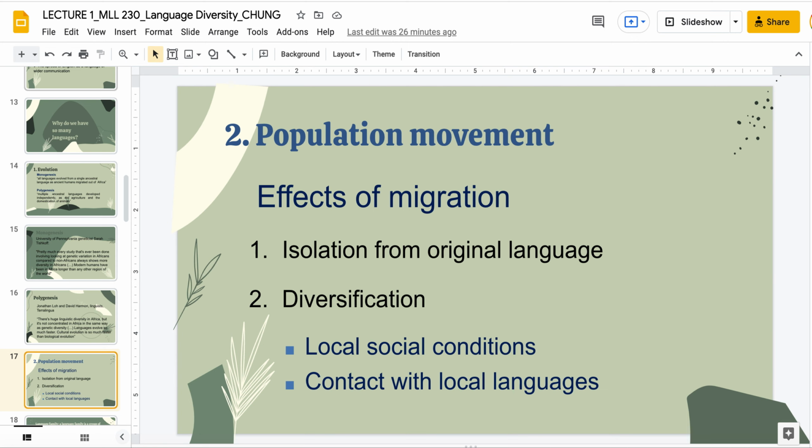Maybe there's a pidgin where there are two contact languages, like Nigerian English, right? Like the local languages of Nigeria, and the English colonialists, when they came, they had to develop a contact language or a pidgin, which turned into a Creole. These are the results of contact languages.